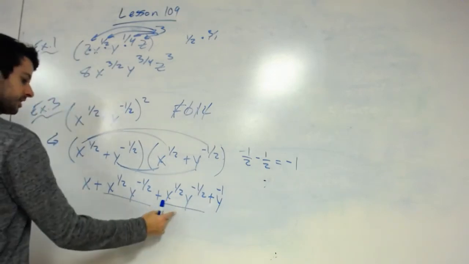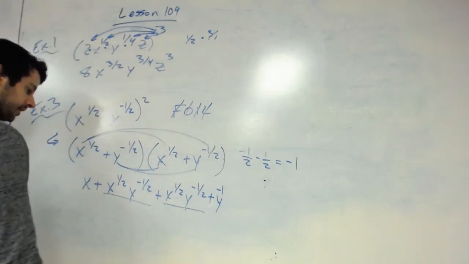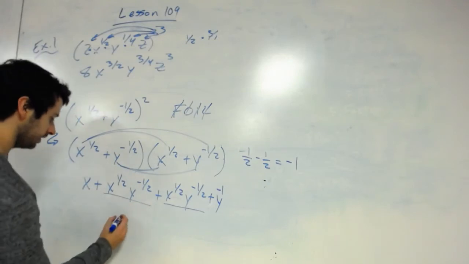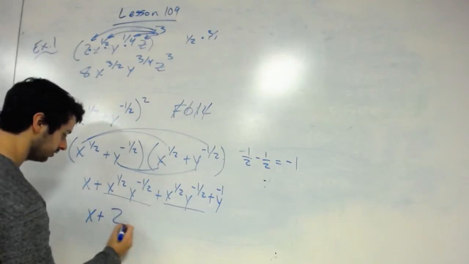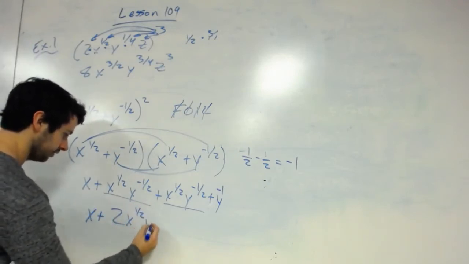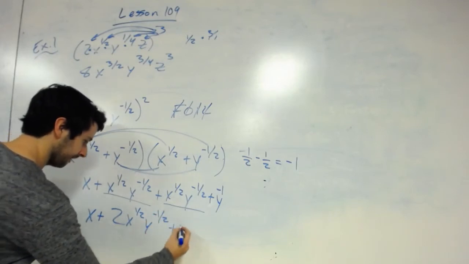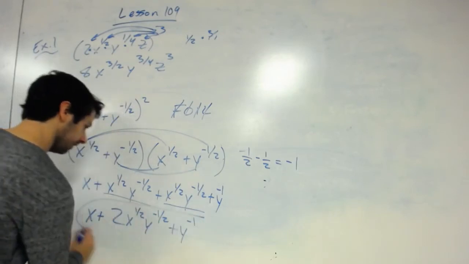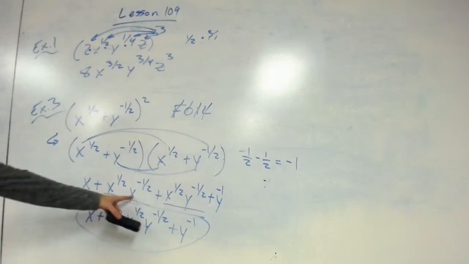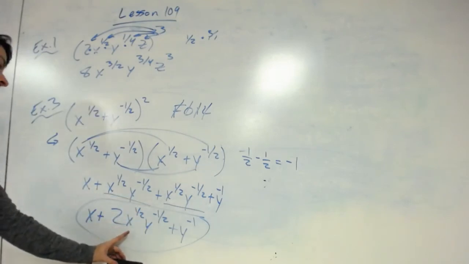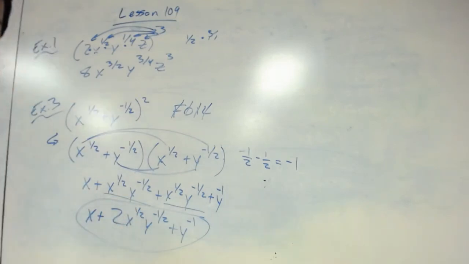We have like terms. If we have two of them, that would be 2x to the 1/2 power, y to the negative 1/2, thus leaving us with our answer. So we just simplified the two like terms to be 2x to the 1/2, y to the negative 1/2. And that's your answer, and that's how you solve for these fractional exponents.